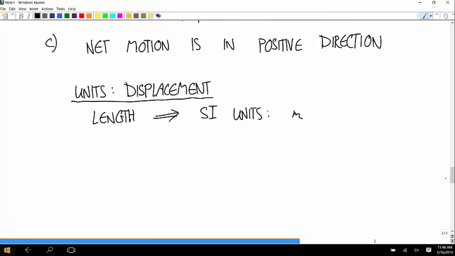Now velocity, that's the next kinematic quantity that we have to define. And our definition for velocity is just a simple mathematical definition. Oh, we want to define instantaneous velocity, sorry.